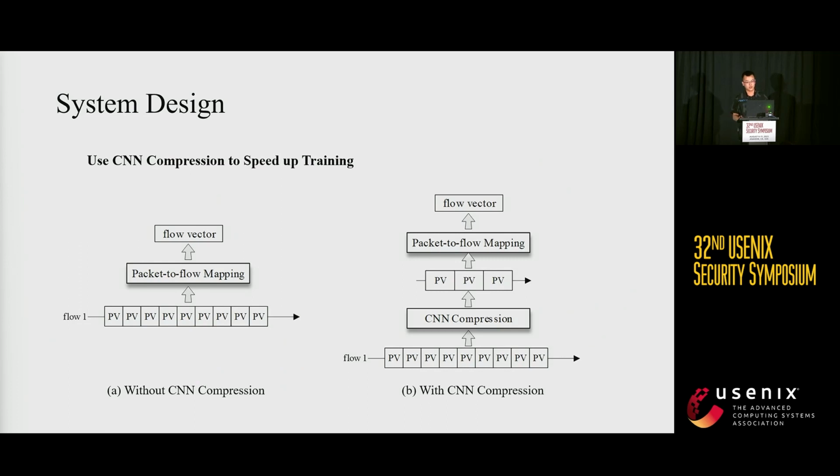We also employ Xi'an compression in the M1 module to reduce the calculation. If we do not use it, the packet vectors go in directly into the packet-to-flow mapping module, and we get a flow vector output. The amount of computation is approximately proportional to the length of packet vectors. After using the Xi'an compression, we are able to reduce the sequence length and thus reduce the calculation by several times.